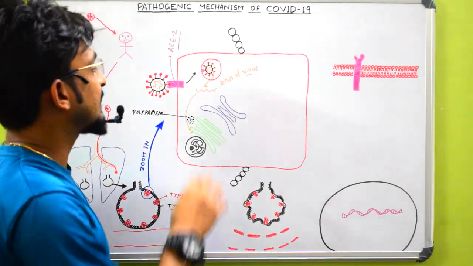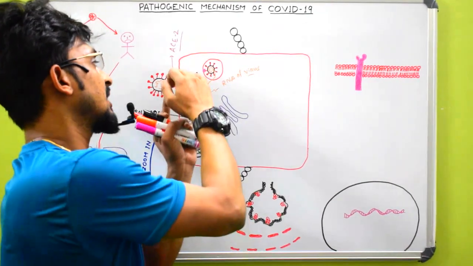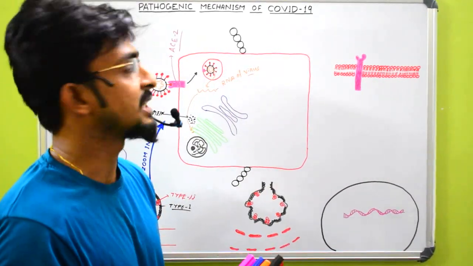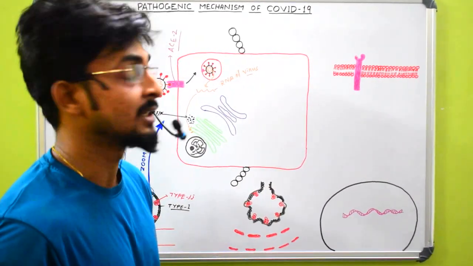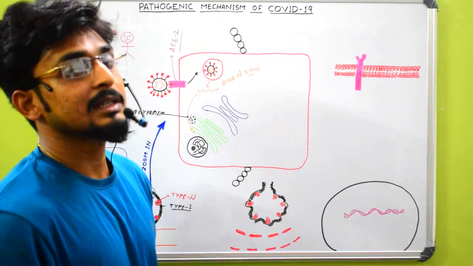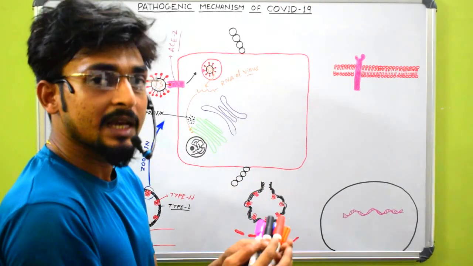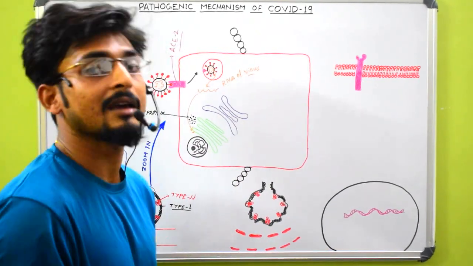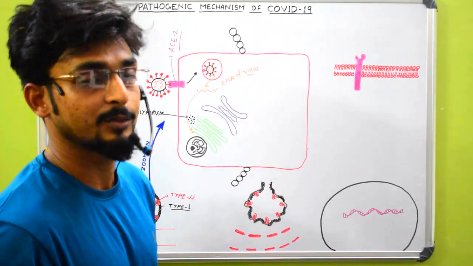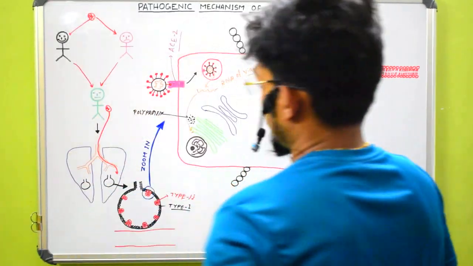Let me tell you one thing: as you know, endocytosis is basically mediated by the clathrin protein. But in the case of the coronavirus, it can enter the cell, or be endocytosed inside the cell, without the activity of clathrin coated protein, right? So this is another thing.